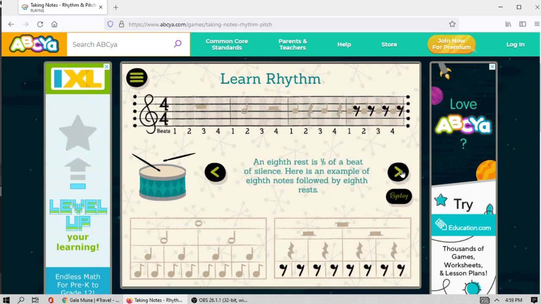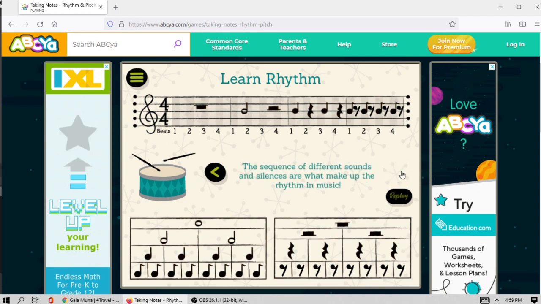An eighth rest is half of a beat of silence. Here is an example of eighth notes followed by eighth rests. The sequence of different sounds and silences are what make up the rhythm in music.